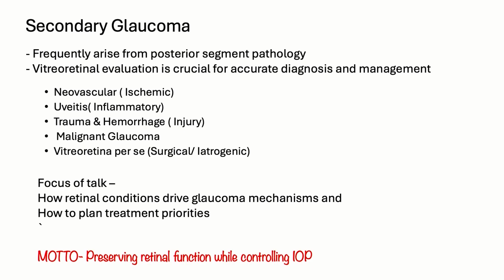So what are all the secondary glaucomas one can think of? It can be neovascular glaucoma, that is ischemic, it can be inflammatory, it can be trauma related, and a separate entity we call malignant glaucoma. And any VR surgery can have an association with glaucoma. The focus of the talk was on the retinal conditions which can drive the glaucoma mechanism and how we prioritize our treatment. We need to preserve the retinal function as well as control the IOP. That is the motto of the treatment.